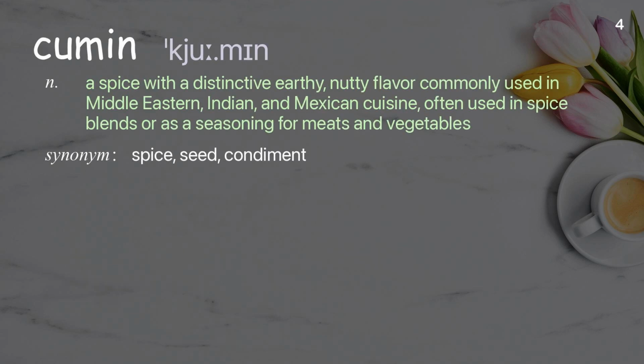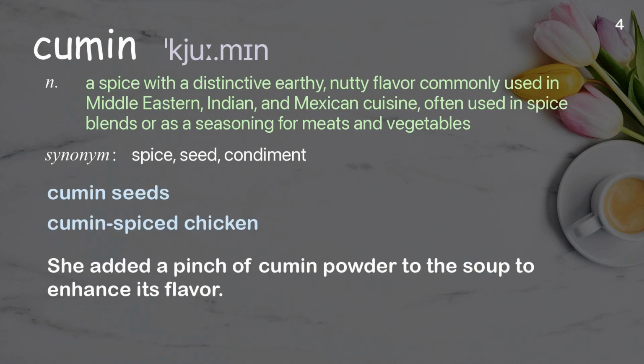Cumin. A spice with a distinctive earthy, nutty flavor commonly used in Middle Eastern, Indian, and Mexican cuisine, often used in spice blends or as a seasoning for meats and vegetables. Examples: Cumin seeds. Cumin spiced chicken. She added a pinch of cumin powder to the soup to enhance its flavor.